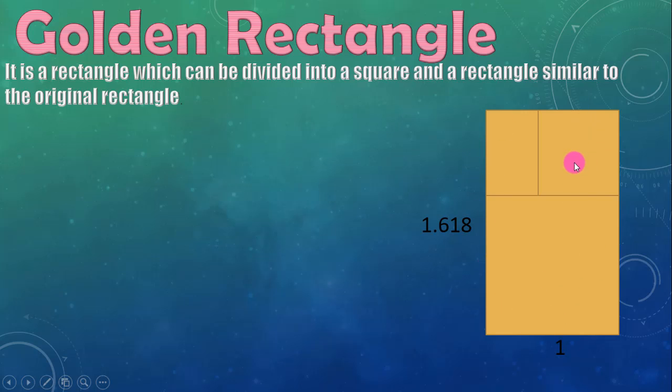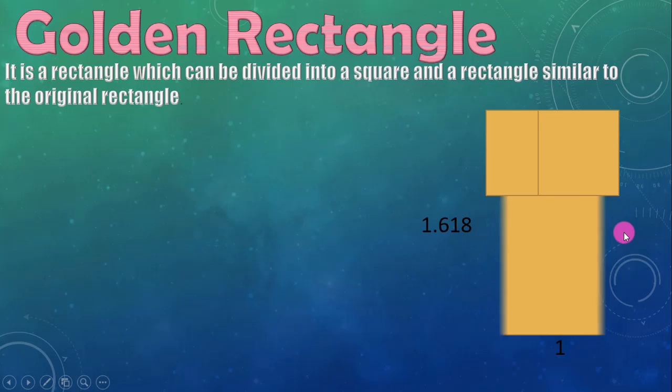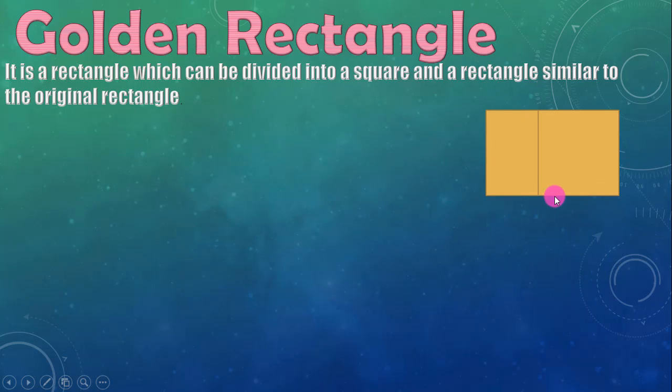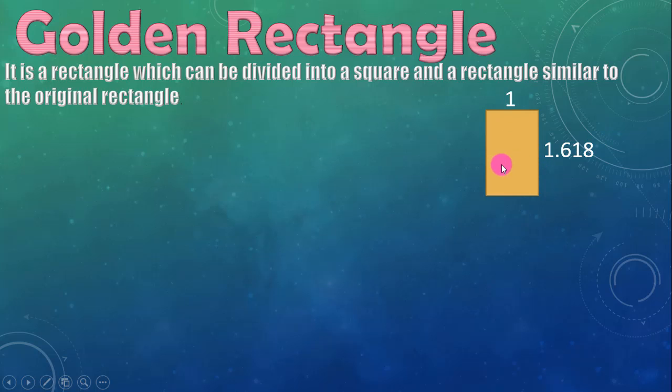Okay, this golden rectangle, if I subtract this square from it, the result is also a golden rectangle. The ratio between its width and its length is 1 to 1.618, like this. If I subtract another square, the result is also a golden rectangle, and so on with no end. So the ratio between the width and the length of the golden rectangle is 1 to 1.618. You are going to study this number.